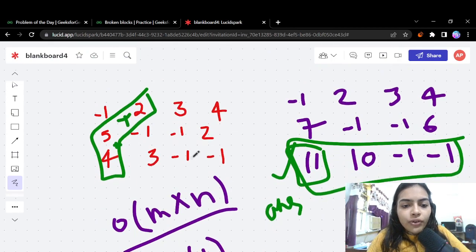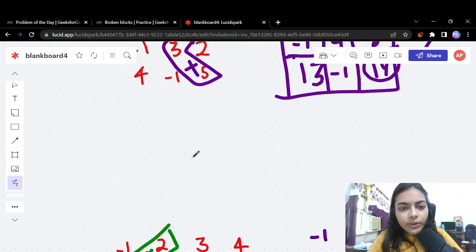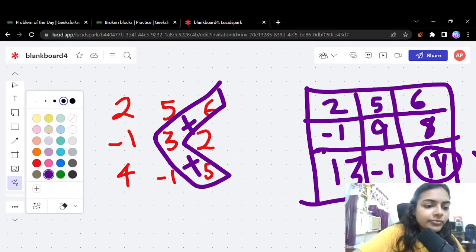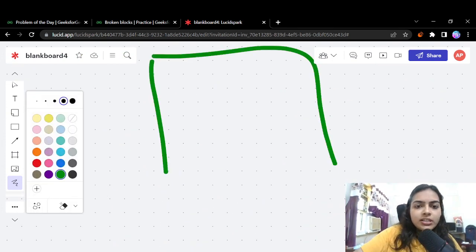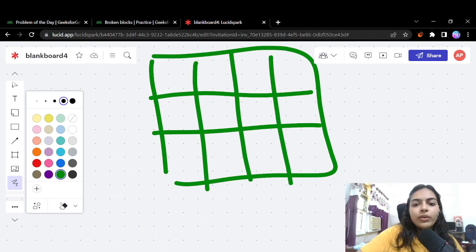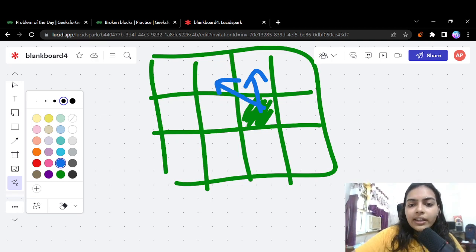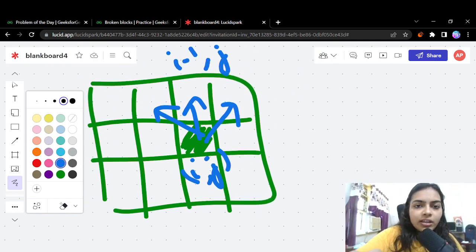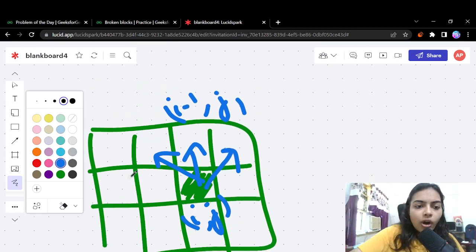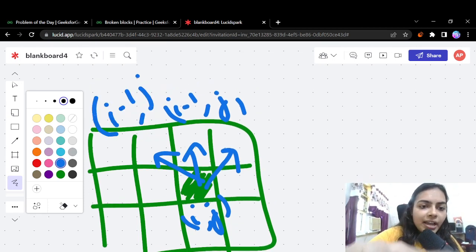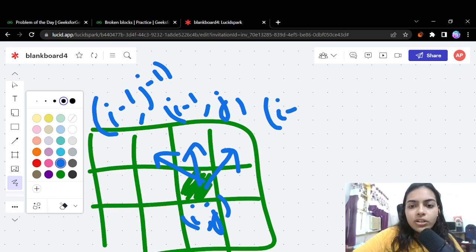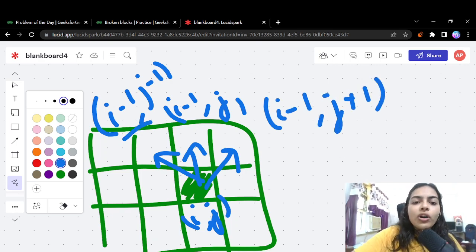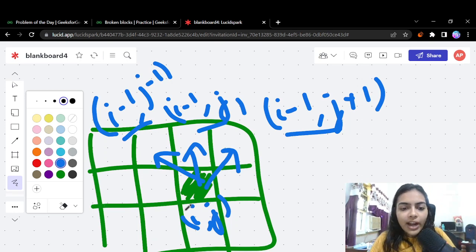For each box, what were you doing? Let me take fresh boxes. For this box, for example, you are checking the top box, the diagonally left box, and the diagonally right box. So for any box i, j, you are checking i minus 1, j, the top box, or the diagonally left box, i minus 1, j minus 1, or the diagonally right box, i minus 1, j plus 1. Among these three boxes, whichever is the maximum, you add that to the answer.